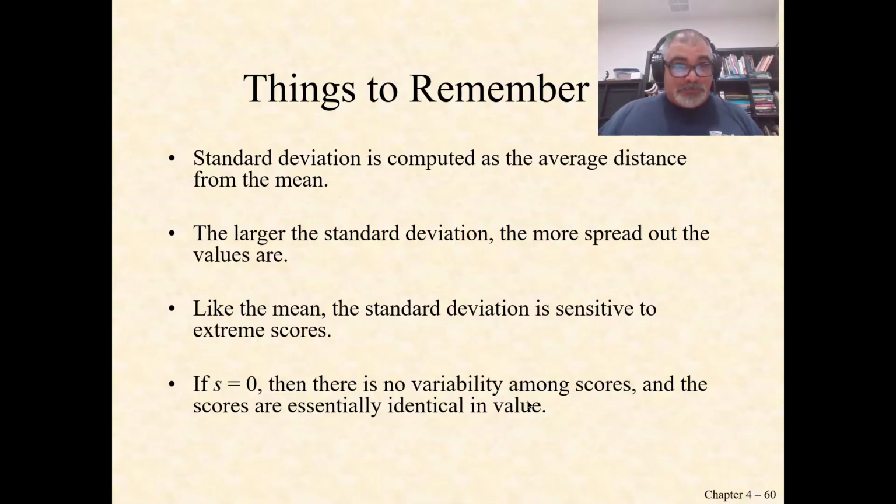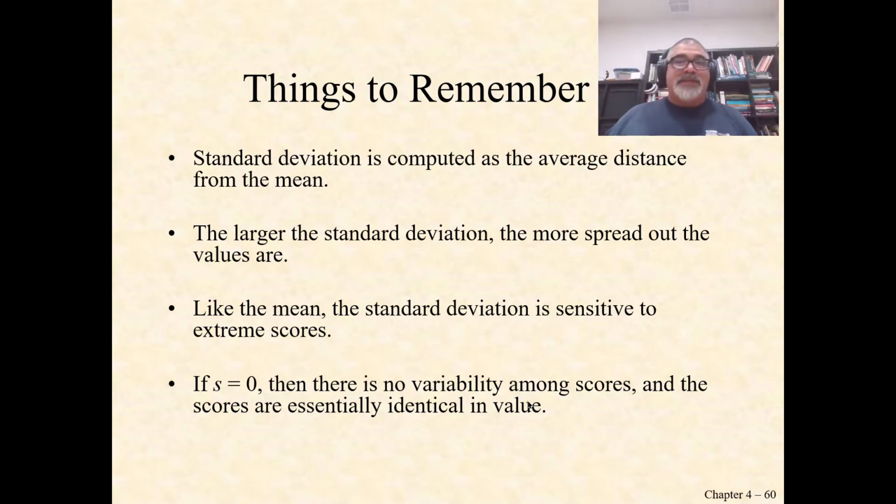Things to remember. Standard deviation is computed as the average distance from the mean. The larger the standard deviation, it means the more spread out the values are. And again, I'm going to spend a whole class teaching you about interpreting the standard deviation. Right now, we're just learning what it is and how you calculate it. But it's always useful to have 2 standard deviations, one for one variable, one for another variable, and compare them. And when you have a larger number, that means there's more variation. When the other one's a smaller number, it means it has less variation.